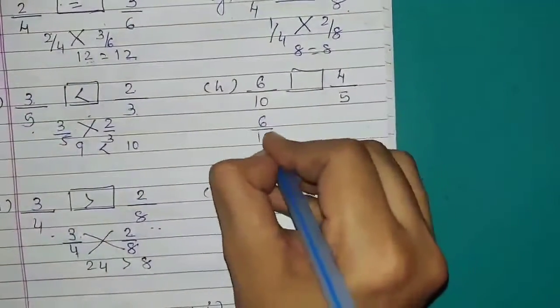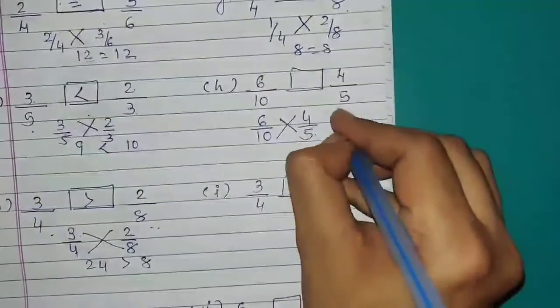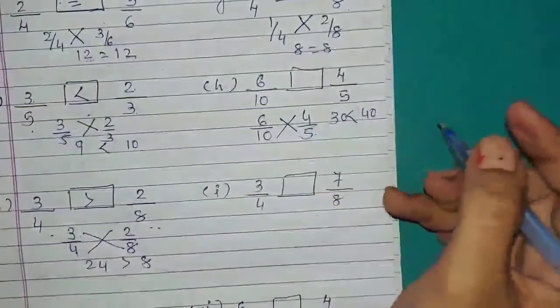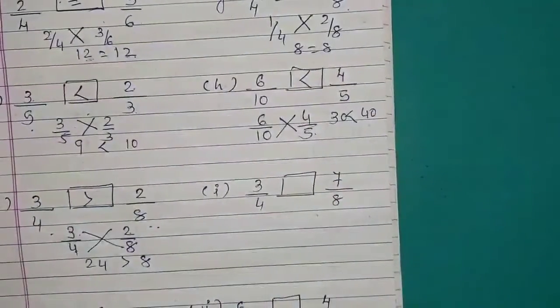6 upon 10, 4 upon 5, cross we will do. 6 5s are 30, 10 4s are 40, 30 is less than 40. So here 6 upon 10 is less than 4 upon 5.